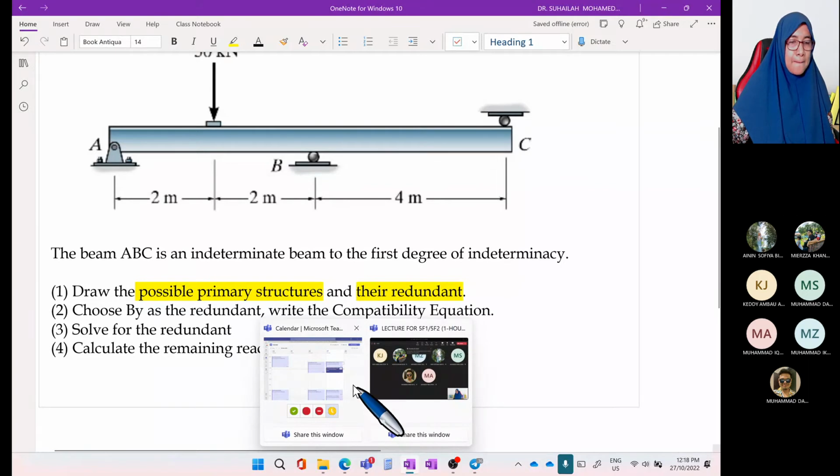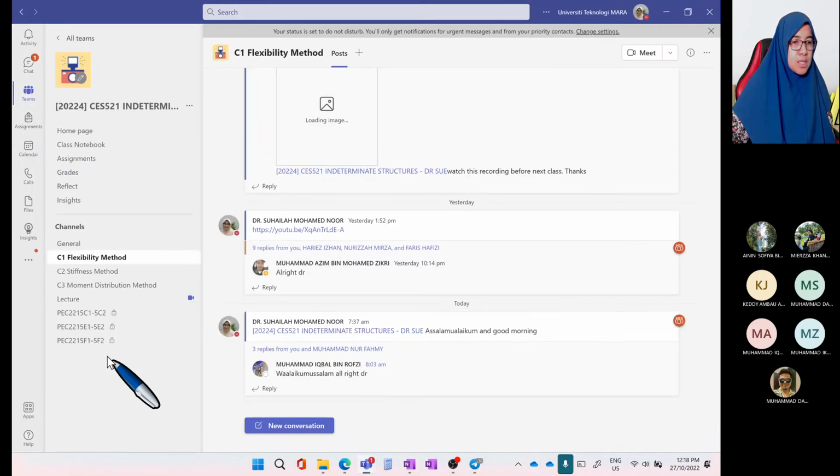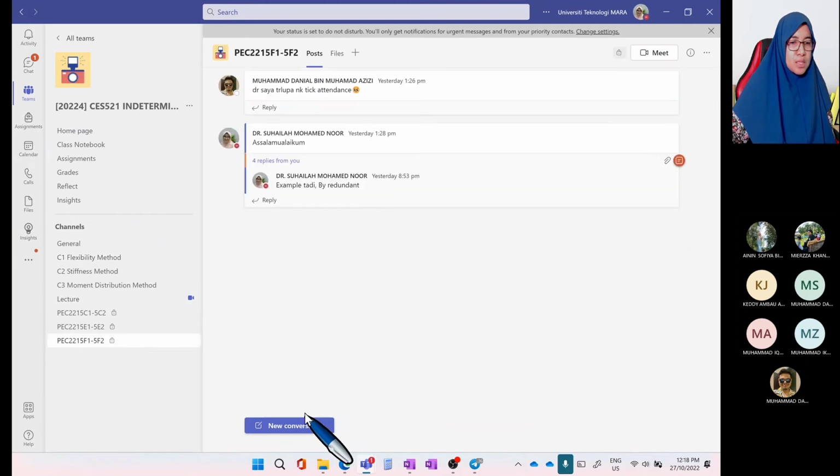Here in Teams, right? In our group, in F2. So please upload your sketch here.